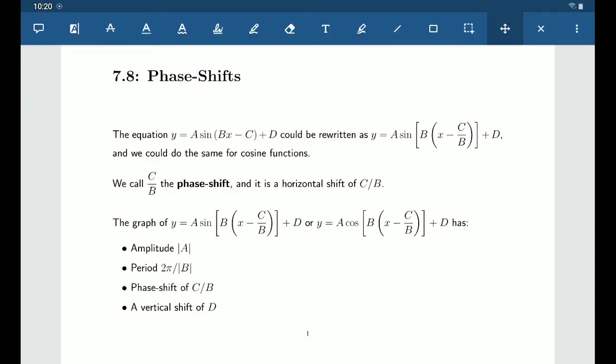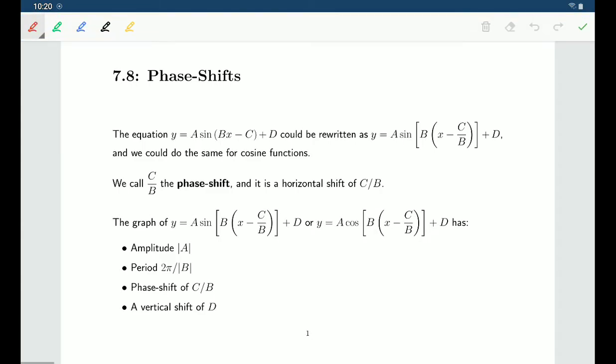Welcome back. In this video, we are going to continue talking about transformations of sine and cosine functions, graphing them. We've already looked at graphing sine and cosine functions where there's been a vertical stretch or a horizontal stretch. And now we'll be adding into the mix a horizontal shift and vertical shift.